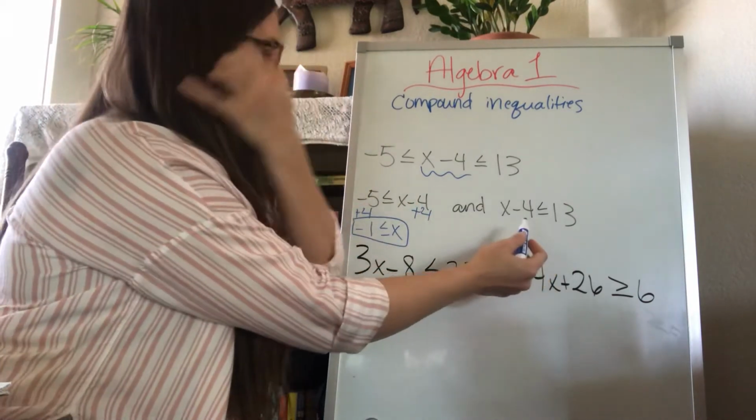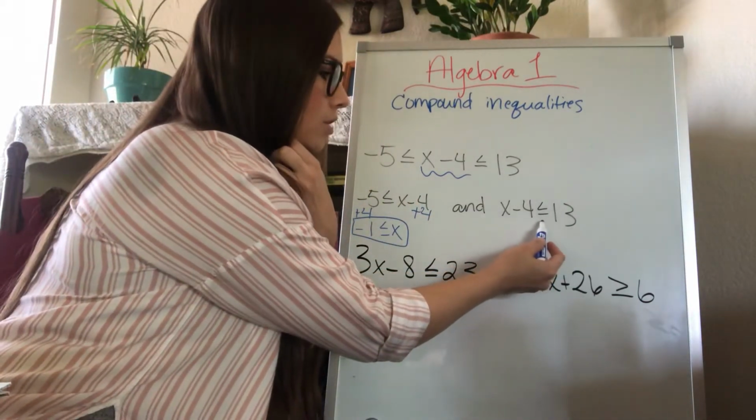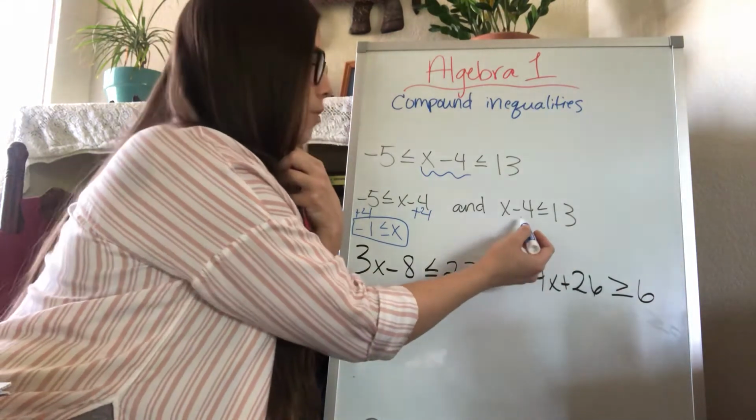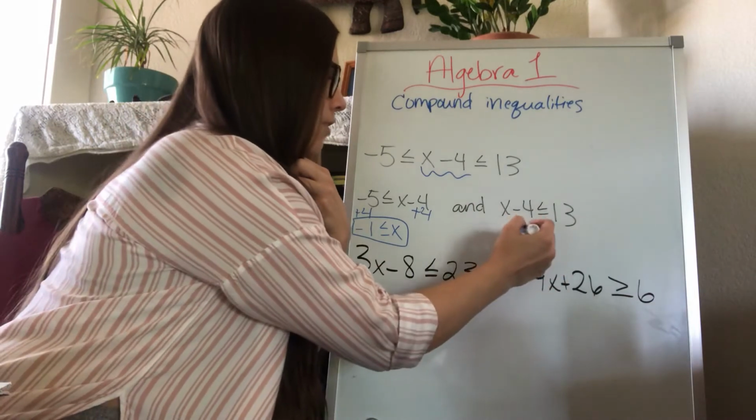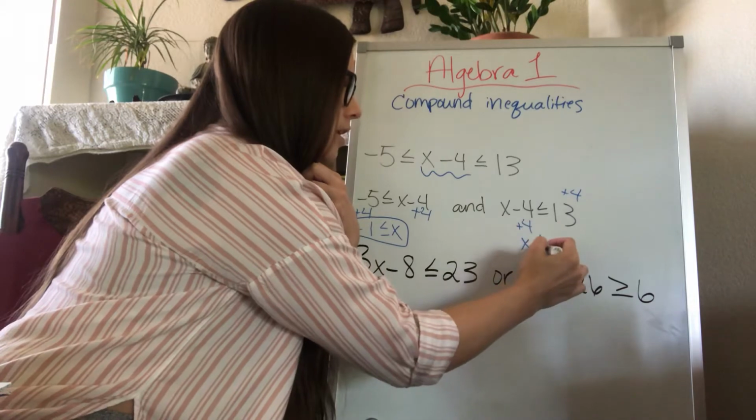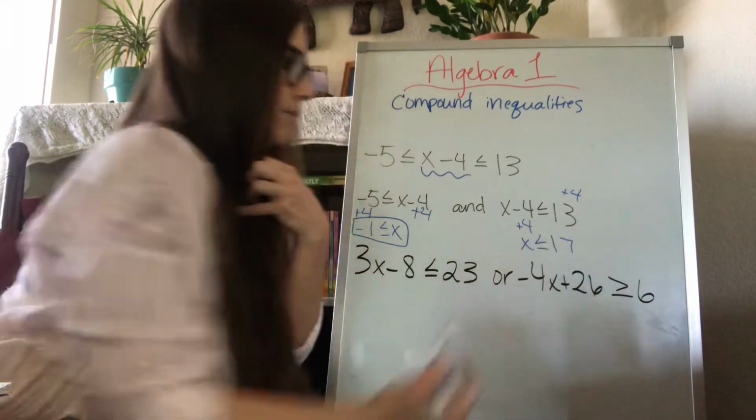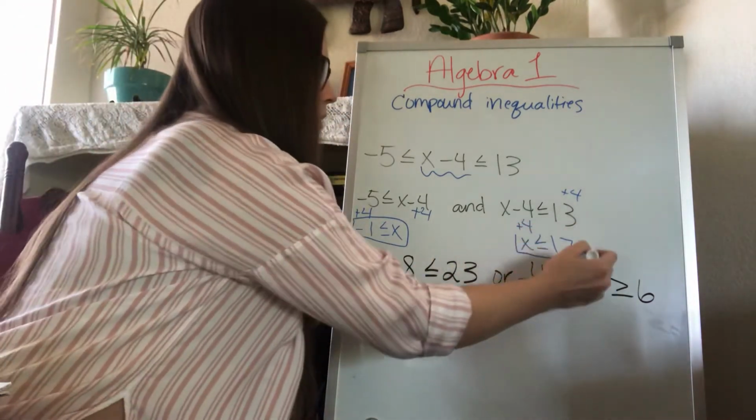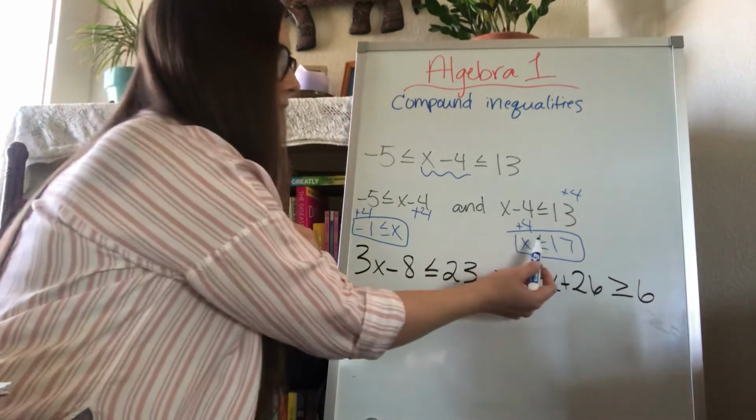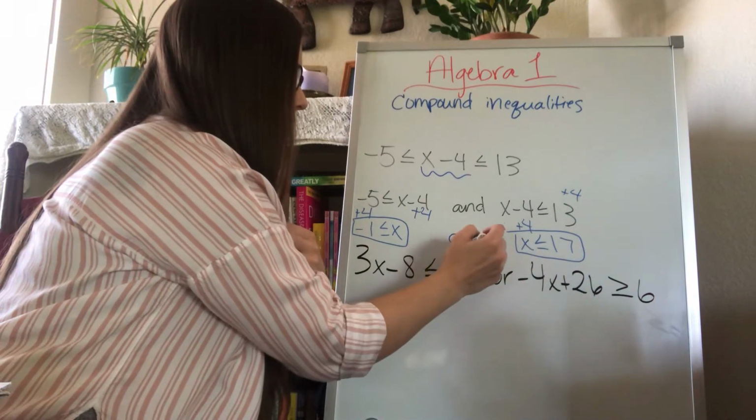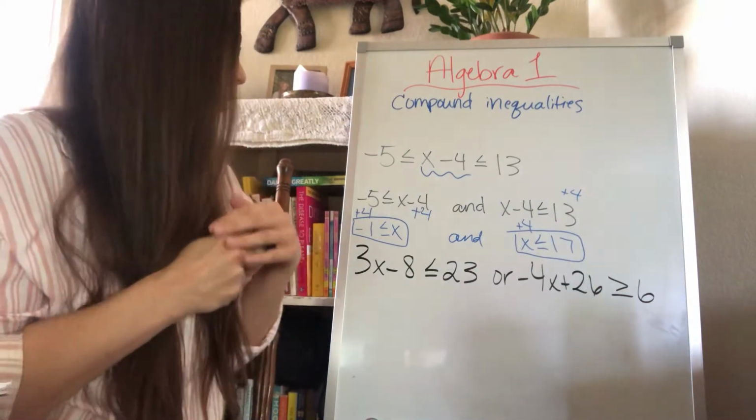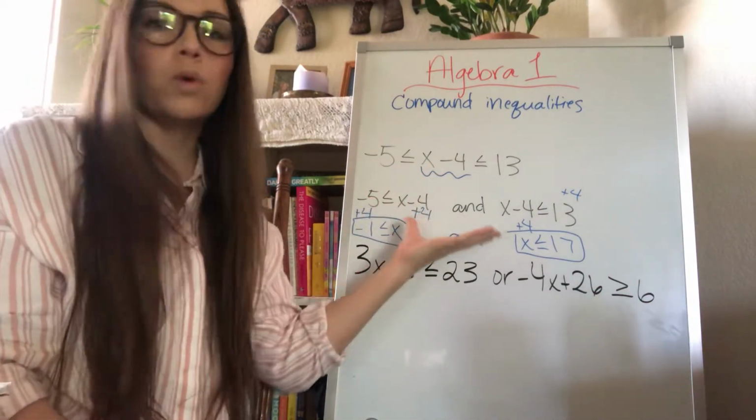Let's go to the other side of our and. x minus 4 is less than or equal to 13. So we have the x over here, we'll keep it there, and I want to get that -4 to the other side. So again, I add 4 to both sides. Over here I have x is less than or equal to 17. Okay, so those are my two answers: x is greater than or equal to -1 and less than or equal to 17. So you put an and in the middle, and that's your answer. It's super simple. You basically just have two equations in one.